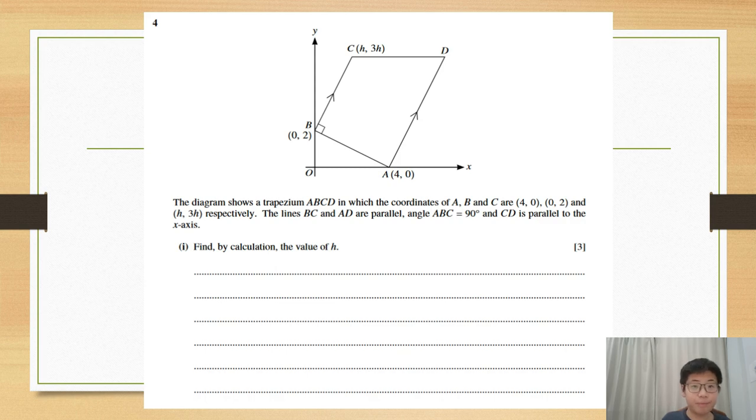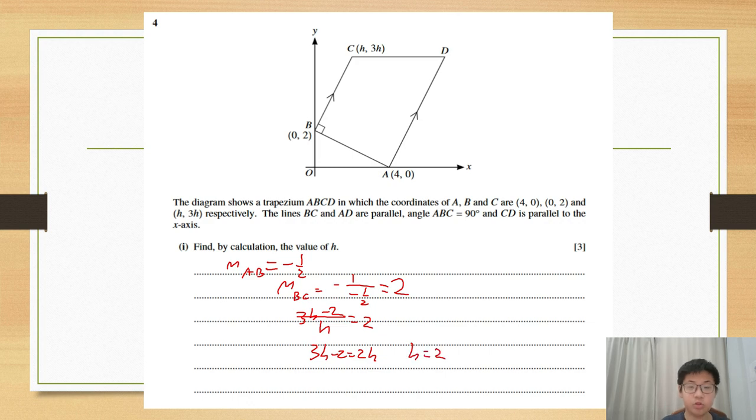So, it's a trapezium, right? So, the gradient of AB is m_AB equals negative half. And we know about perpendiculars that the gradient of BC equals negative 1 over negative half, equals 2. So we get an equation in h: (3h minus 2) over h equals 2. 3h minus 2 equals 2h.